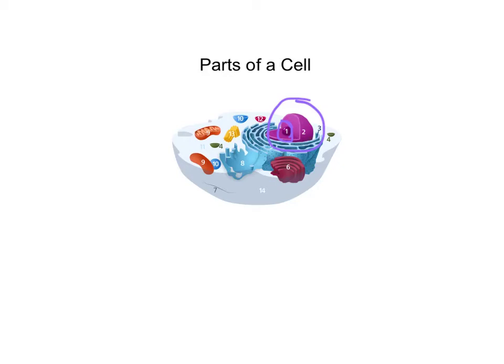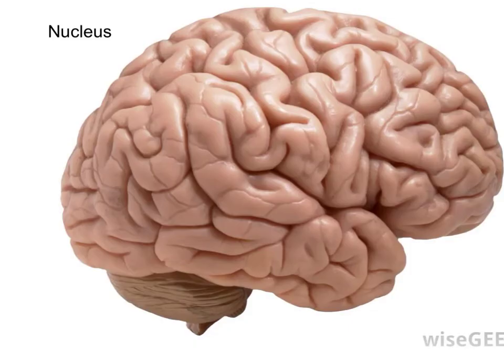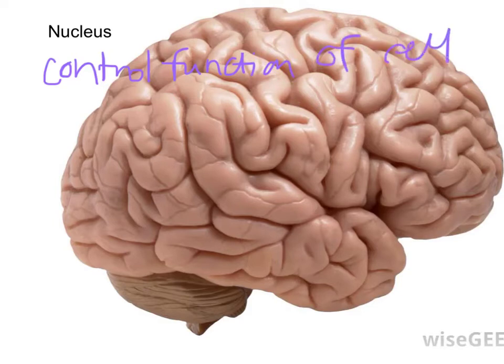So if you're having to identify a nucleus on a cell map, the best way to be able to do it is to look for the circle and look for the nucleolus inside if you see a cross section of it. So the nucleus acts like a brain, and it controls all of the functions of a cell, and it houses the genetic material.